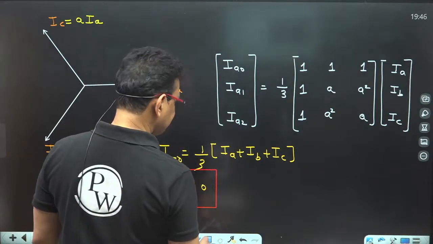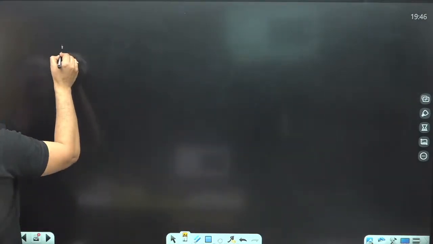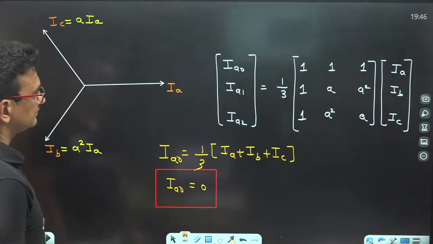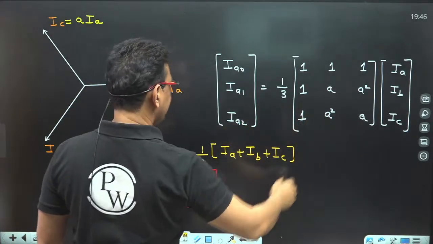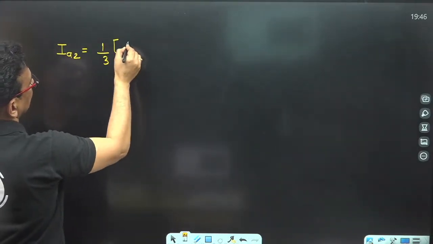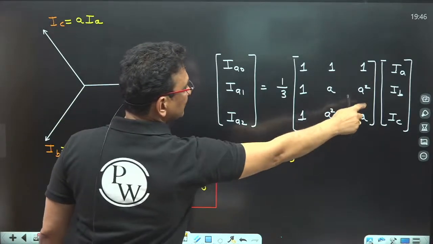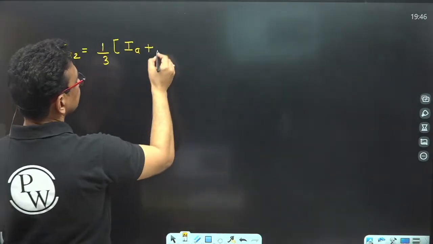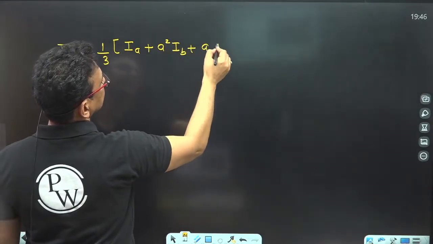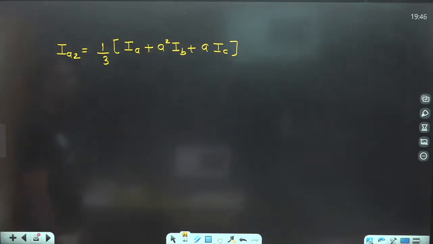Let me find out the negative sequence current IA2. So IA2 is 1 upon 3 into IA plus A square IB plus A IC. This is the value of IA2.